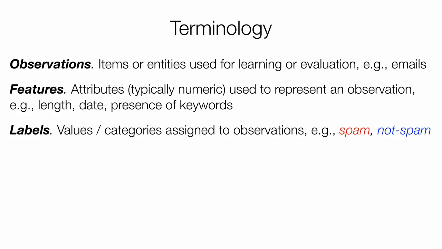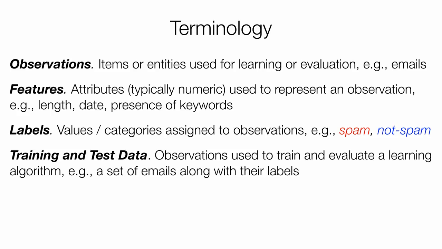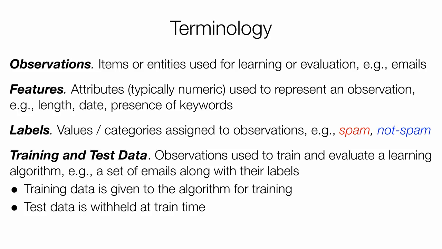Labels are values or categories assigned to observations. And again, in the context of spam detection, these can be an email being defined as spam or not spam. Training and test data sets are the observations that we use to train and evaluate a learning algorithm. Again, for instance, in the context of spam detection, this can be a set of emails along with their labels. The training data set is what we give to a learning algorithm in order to train it. And in contrast, a test data set is something that we withhold at training time and subsequently use to evaluate the learning model that we've devised.